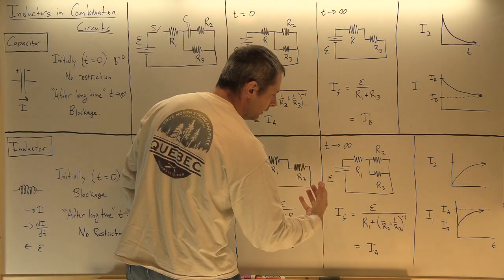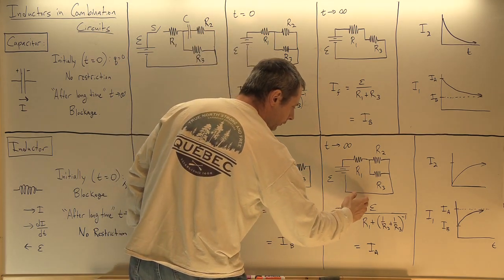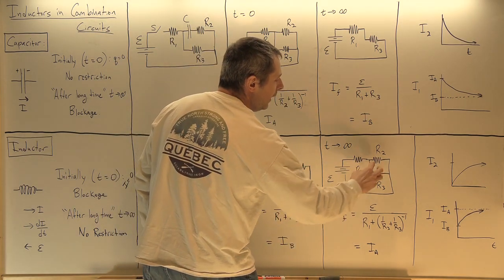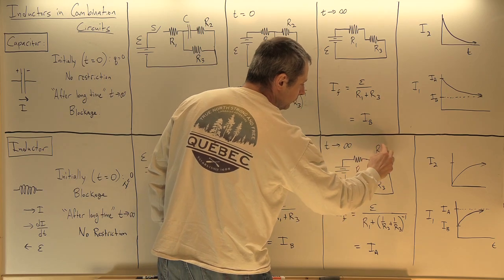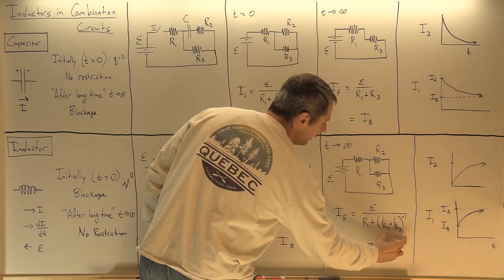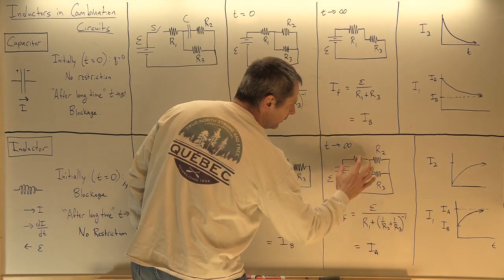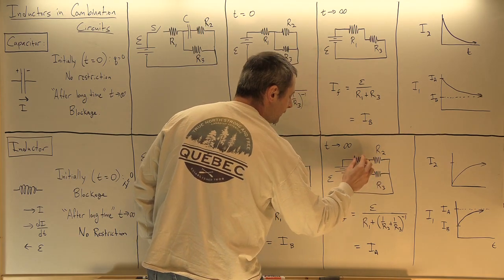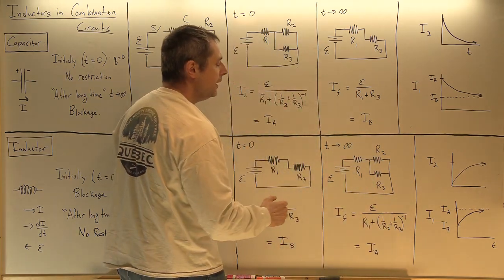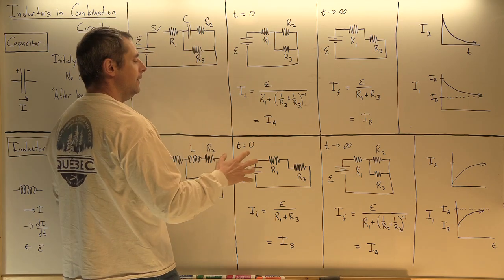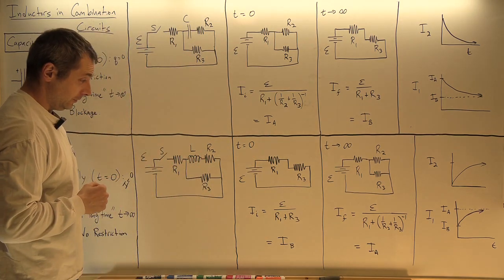So the total current will be the total voltage over the total resistance. I find the equivalent resistance of these two in parallel and then add it to this one because they're in series, this arrangement and that one. So there's how I get that expression. That's the final current in this inductor resistor circuit.